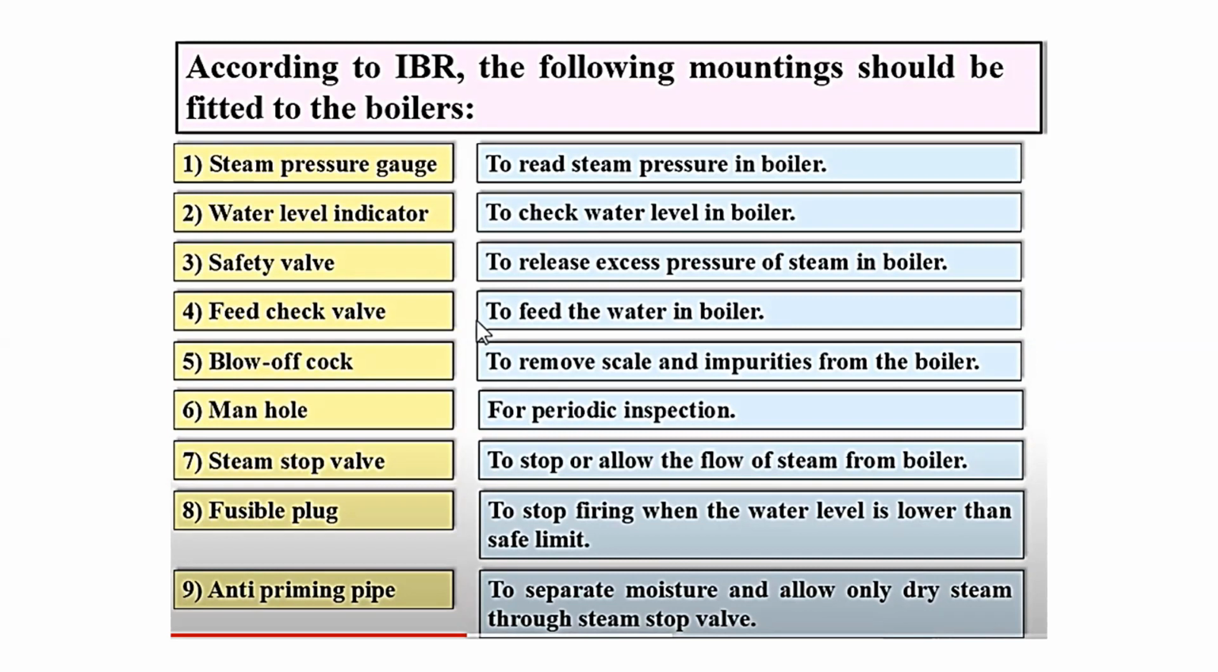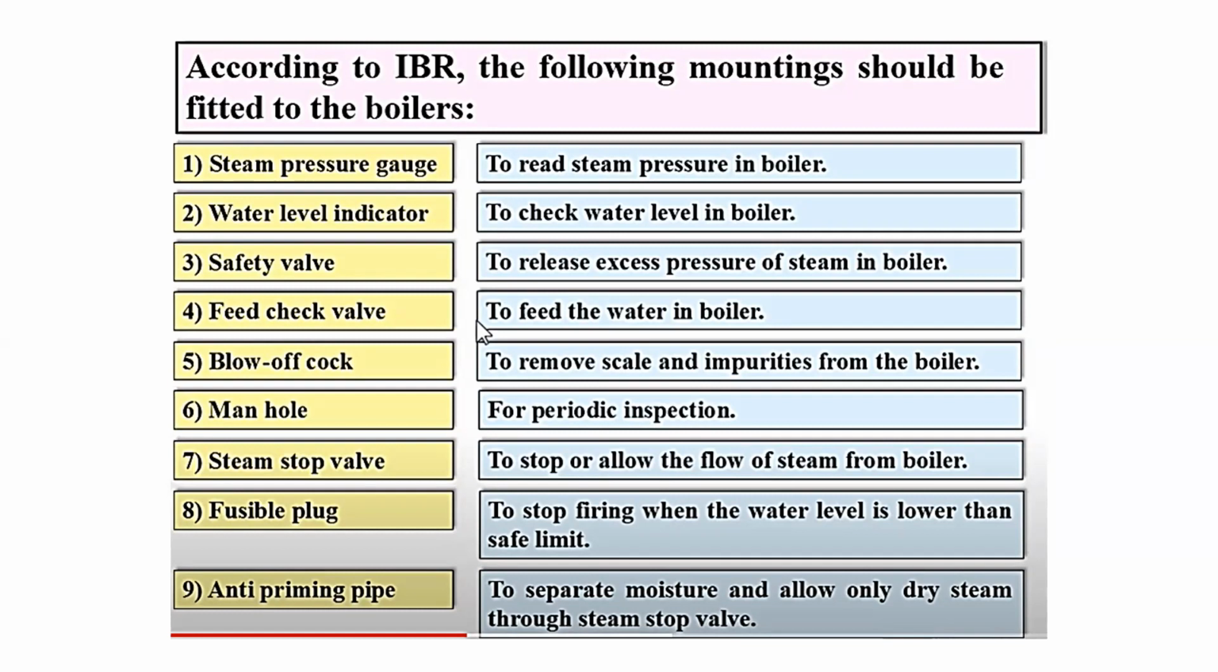A person has to enter the boiler shell for periodic inspection. This will be done while we are going for overhauling, or some periodic inspection. And the seventh one is the steam stop valve. The name itself indicates it: to stop or allow the flow of steam from the boiler. And the eighth one is the fusible plug. Fusible means ready to be melted.